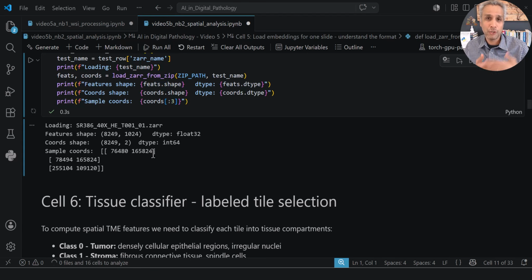Remember, this is the whole slide image. So you have level 0, level 1, level 2, and all that. Level 0 is the native resolution, and these are the coordinates at that native resolution. And adjacent tiles, you see the next tile here is 78,494, versus 76,480. That means there is a stride of 2,013, 2,000-something pixels, not 256, because the tile size is 256 pixels at 40x, but the coordinate space is at full 40x resolution. I hope that makes sense.